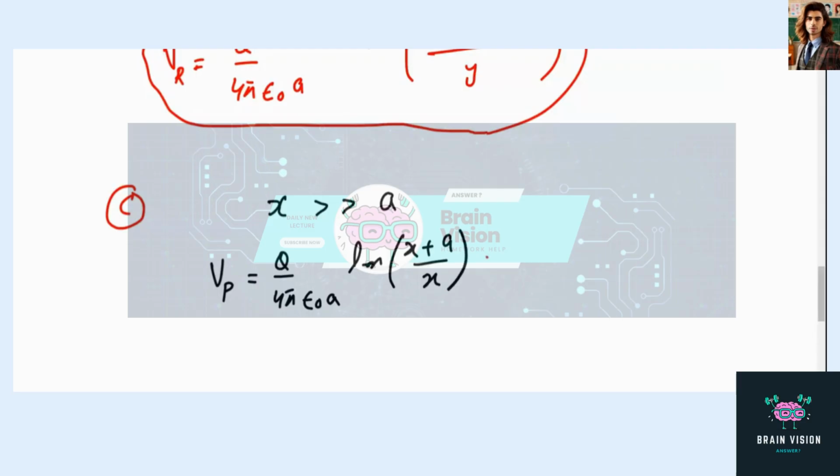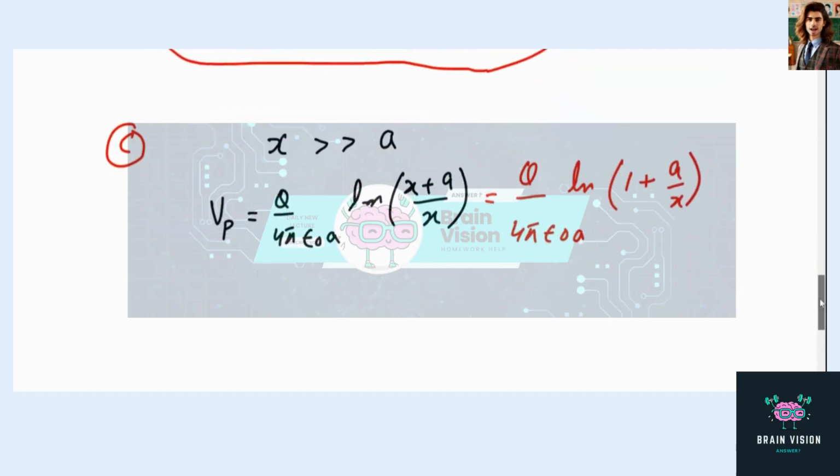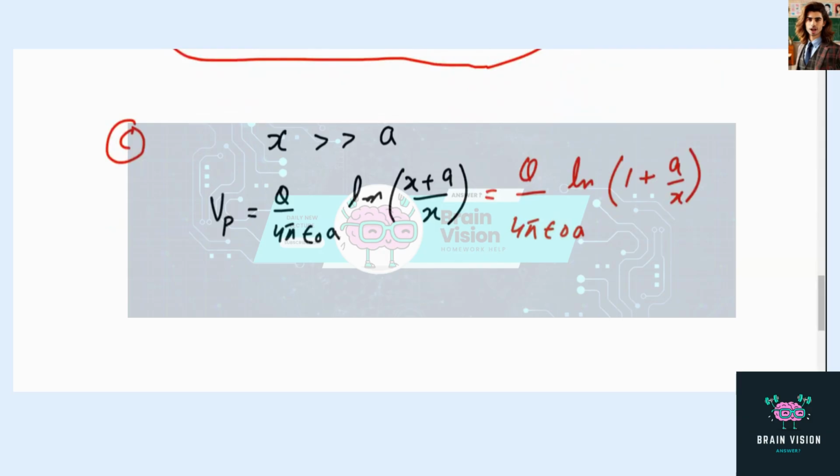We can write this as Q upon 4 pi epsilon naught times A log of 1 plus A upon x. Now by using the expansion of ln of 1 plus u, that is equal to u minus u square divided by 2, and the next higher order terms.